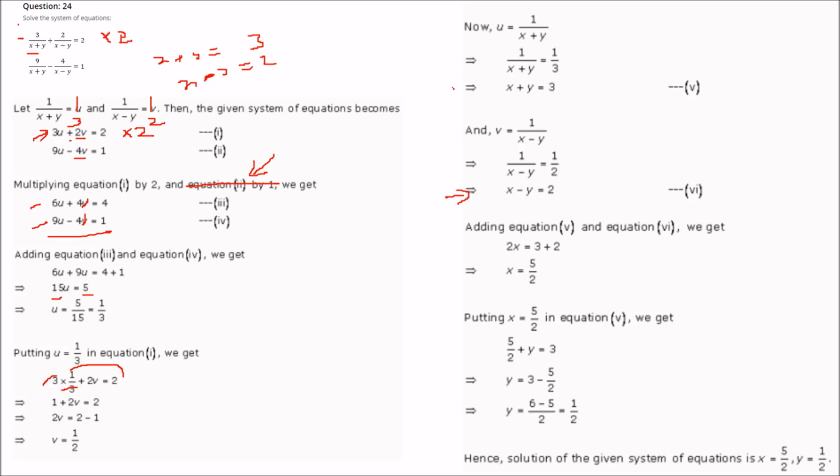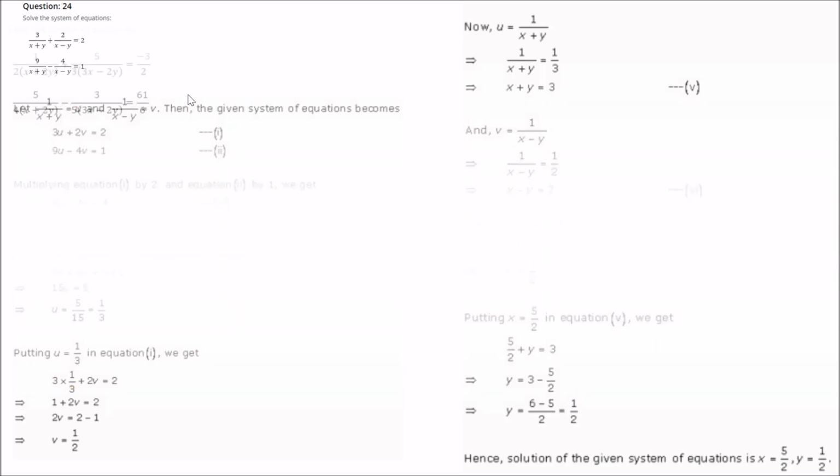x minus y equal to 2, x plus y equal to 3. Add them, this gets cancelled. So 2x will be equal to 5. x is equal to 5 by 2. Put x in any of these equations now, you get y equal to half. So x is 5 by 2, y is half, 1 by 2.